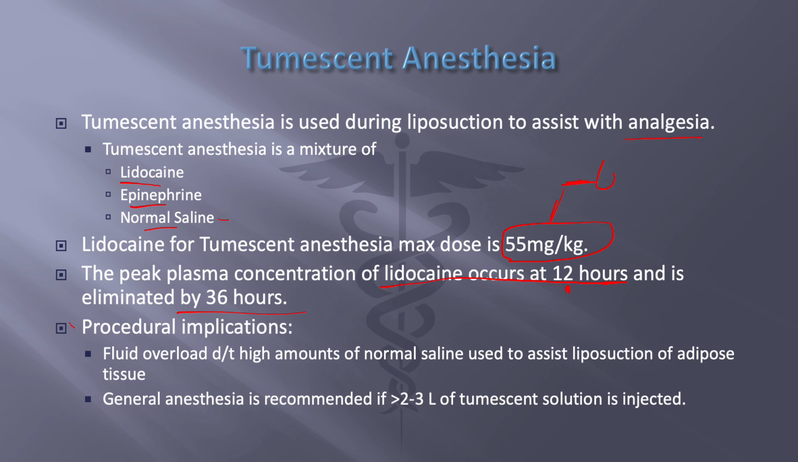So what procedural implications do we have for liposuction like this? Fluid overload, okay, due to the high amounts of normal saline used to assist liposuction of the adipose tissue. And general anesthesia is going to be recommended if 2 to 3 liters or more of tumescent anesthesia solution is going to be injected, okay. So this is something to think about. If you're doing a liposuction case, then you need to know your max dose for lidocaine.